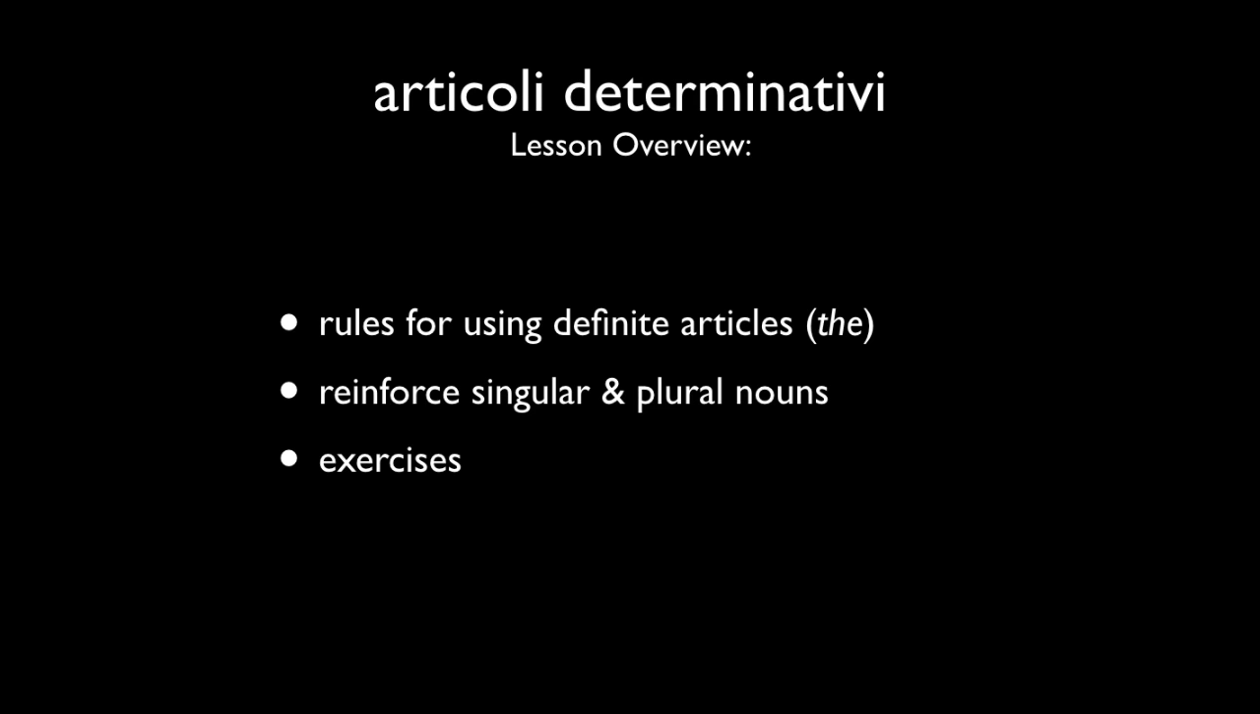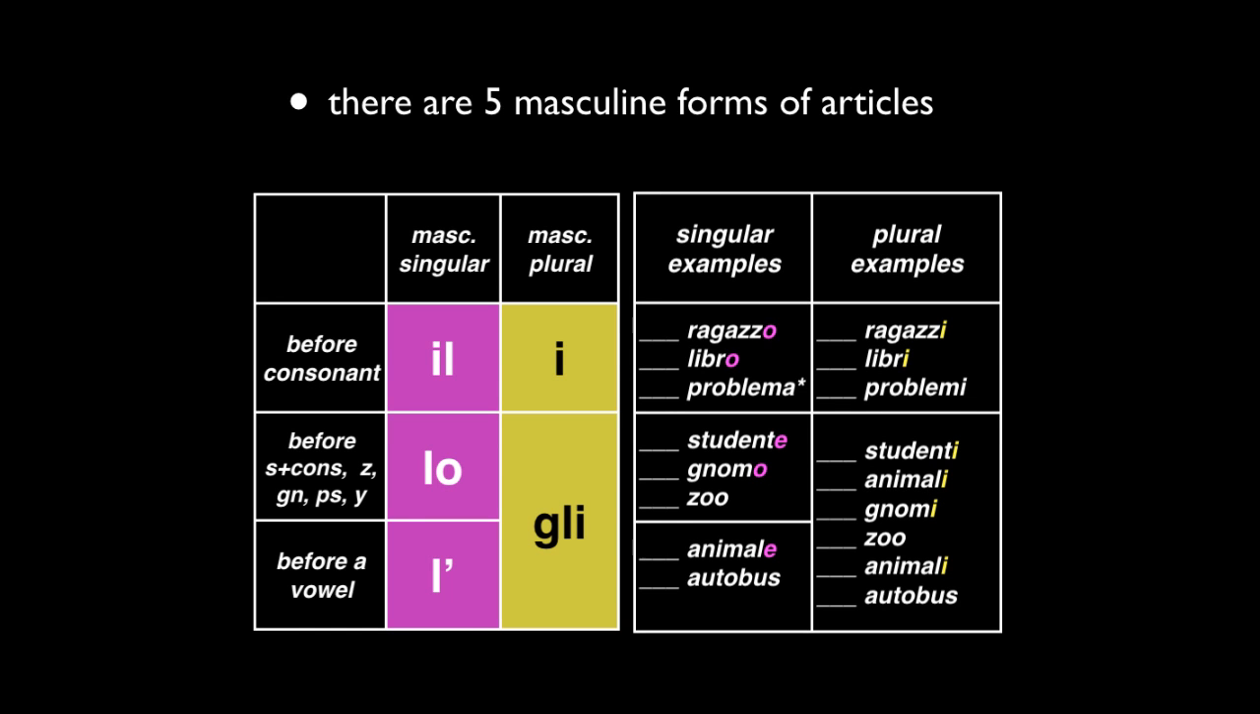Also, this will do a nice job of reinforcing the singular and plural nouns that I've gone over in previous videos, which if you'd like to check them out, I'll leave a link down at the bottom for you. And then I'll reinforce everything, bring it all together with the exercises at the end. So let's get started. There are actually 5 masculine forms of articles.